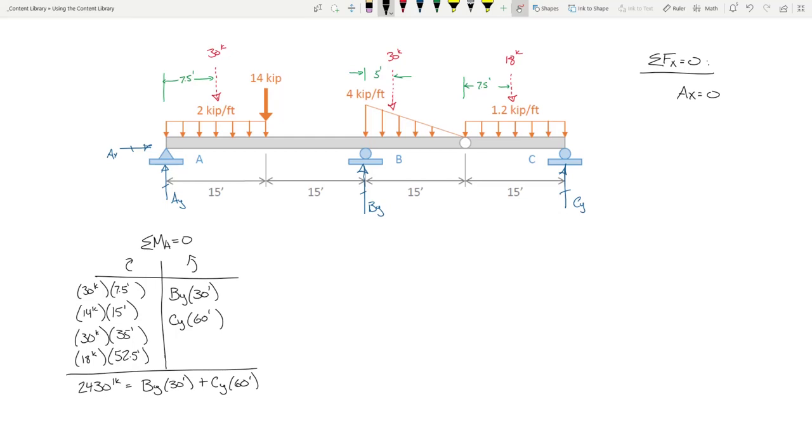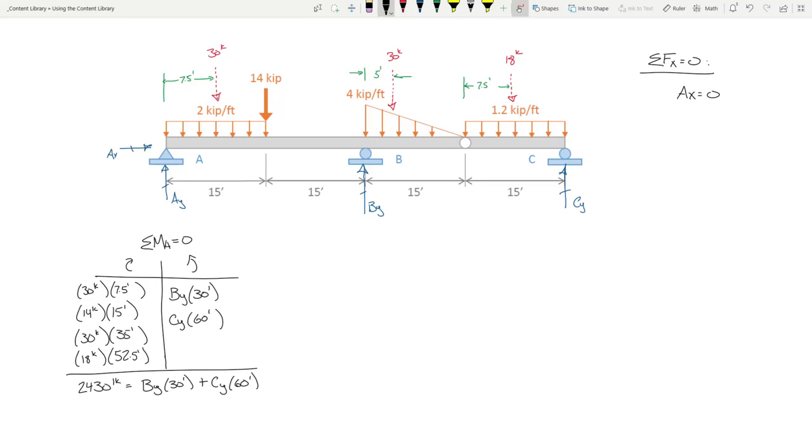That's different, isn't it? We haven't had that before. Normally when we sum moments, we get 2430 equals BY times 30, and we solve for BY and move on. But that didn't work out here. We've got two terms. This didn't tell us what BY was or what CY is, but it gives us a true expression. We know that that times 30 plus that times 60 equals this, but it doesn't solve each one of them independently. So we're kind of left with more questions.